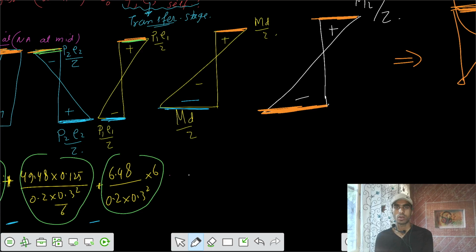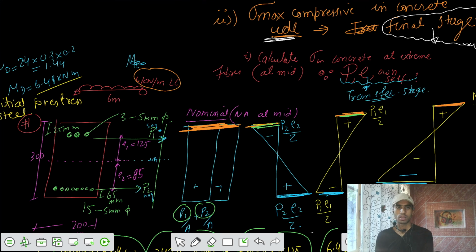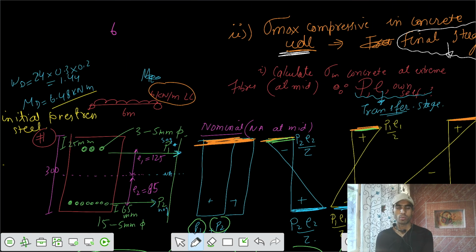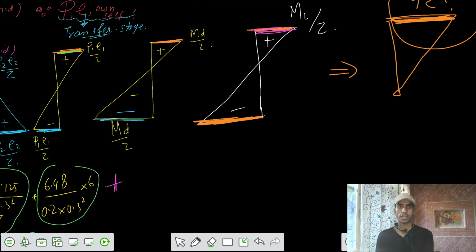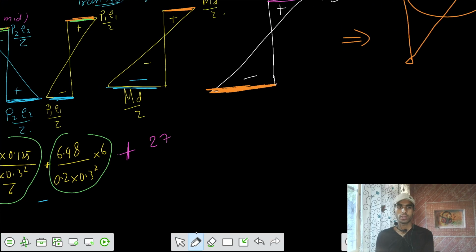So the stress at the top is positive because of the live load. What was the value of the live load? The value of the live load was 6 kilonewton per meter. So your moment contributed by that is WL square by 8. So that's 27 kilonewton meter. So I can write 27 kilonewton meter by BD square by 6.